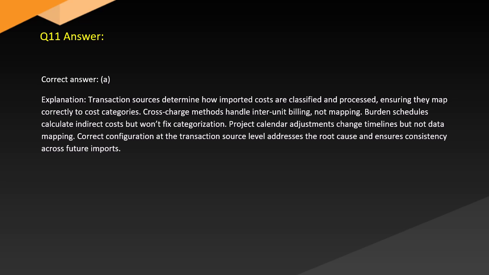Answer. Correct answer: A. Explanation. Transaction sources determine how imported costs are classified and processed, ensuring they map correctly to cost categories. Cross-charge methods handle inter-unit billing, not mapping. Burden schedules calculate indirect costs but won't fix categorization. Project calendar adjustments change timelines but not data mapping. Correct configuration at the transaction source level addresses the root cause and ensures consistency across future imports.